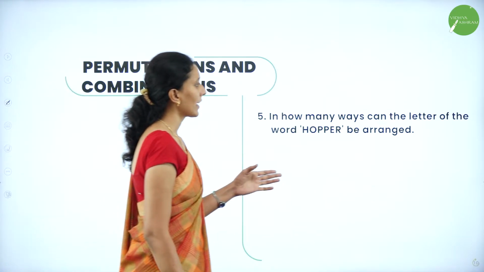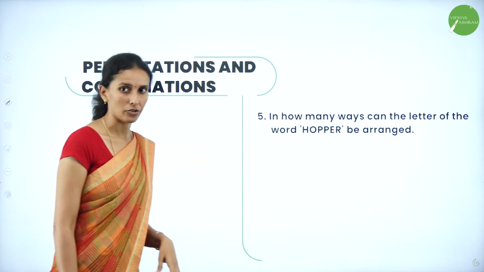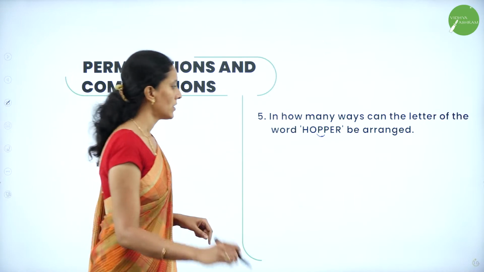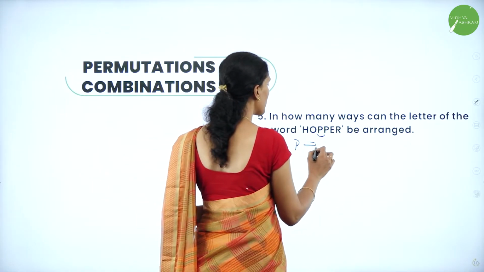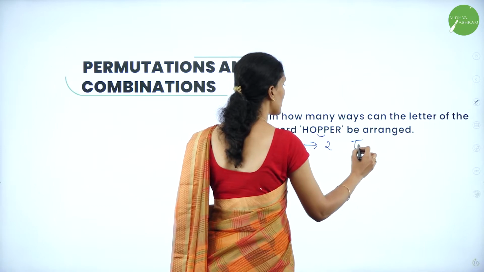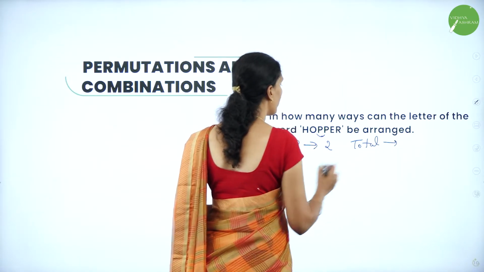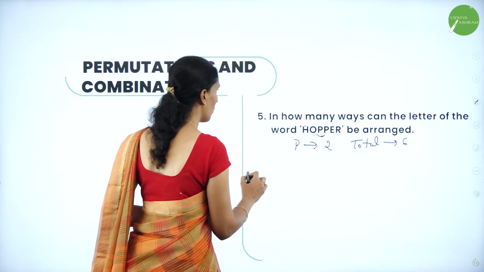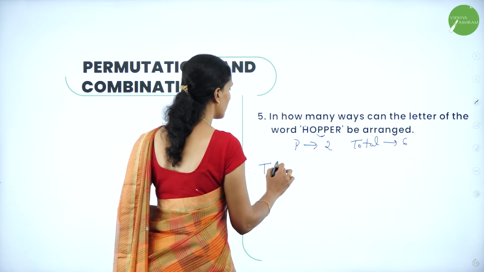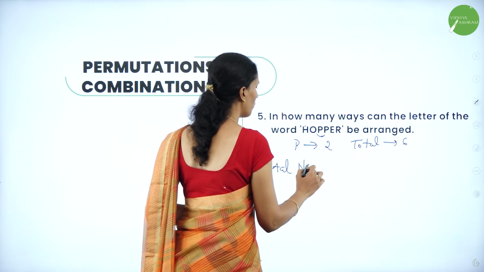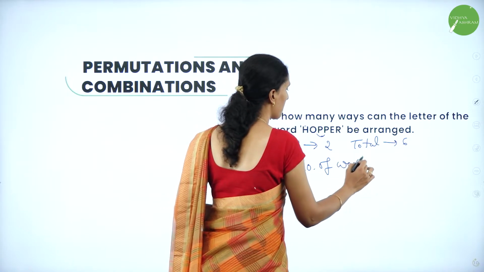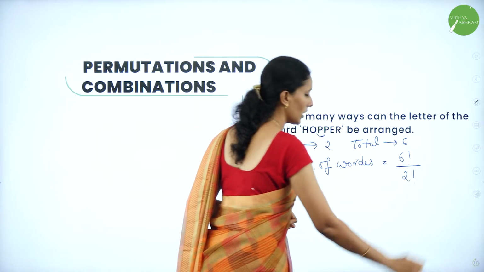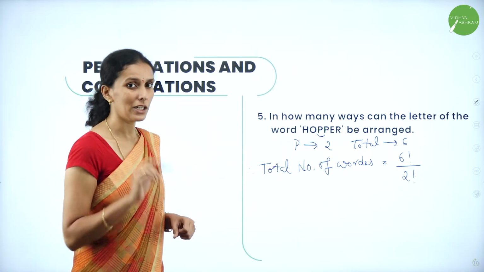In how many ways can the letters of the word HOPPER be arranged? If you change the place of P and P, nothing will alter. So we can clearly say P is repeated 2 times here. How many letters do you have in total? 1, 2, 3, 4, 5, 6. So 6 letters. Therefore, the total number of words is equal to 6 factorial divided by 2 factorial. Why 2 factorial? Because P is repeated 2 times.